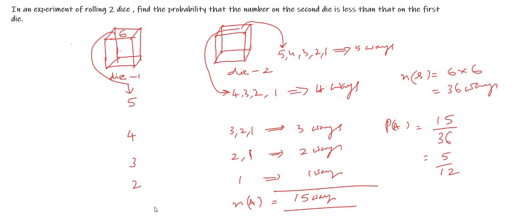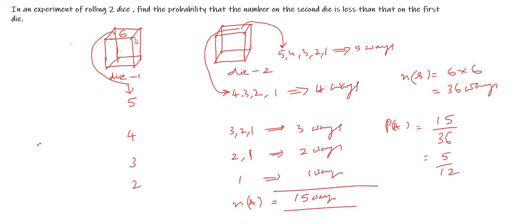So in an experiment of rolling two dice, find the probability that the number on the second die is less than the first die. Now look here. So this is die 1. Okay, this is die 1. This is die 2. Die 1 and die 2.